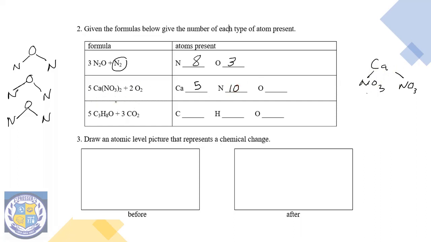What about the oxygens? Each of these has 6 oxygens, right? There's 2 of the nitrates. Each nitrate has 3, and there's 2 of them, so 2 times 3 is 6. And then there's 5 of them, so 6 times 5 is 30. So we know there's at least 30 from the calcium nitrate. But then we have 2 oxygen molecules, and each oxygen has 2, so 2 times 2 is 4, plus 4 equals 34.